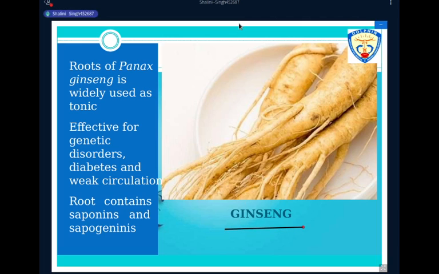Another example is ginseng. You might have heard this name. Roots of Panax ginseng are widely used as tonic. These are effective for genetic disorders, diabetes, and weak circulation. These roots of Panax ginseng contain saponins and sapogenins.